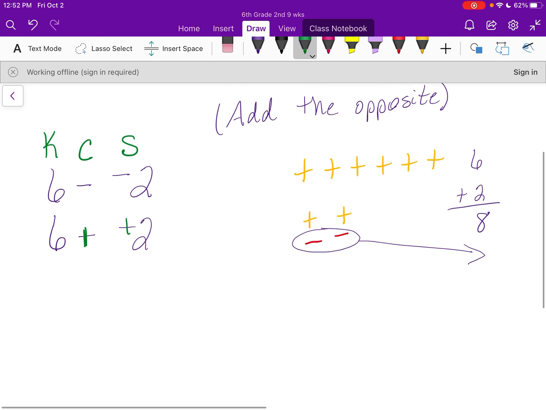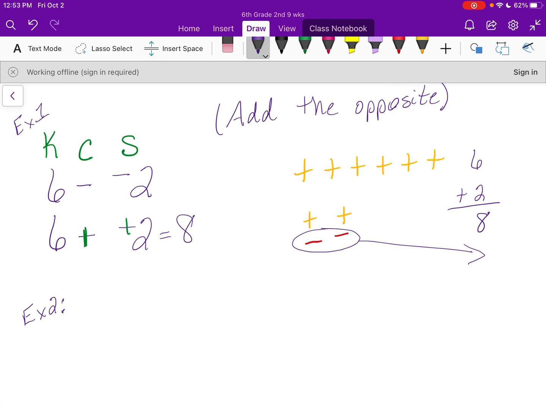So that's keep, change, switch. So we keep the first value, we change the subtract to add, and then we take the opposite of the second value. So the negative 2 becomes a positive 2. And then we all know what 6 plus 2 is. 6 plus 2 is 8. Okay? All right. So let's go ahead and write example 1 right there. And then we'll do example 2.